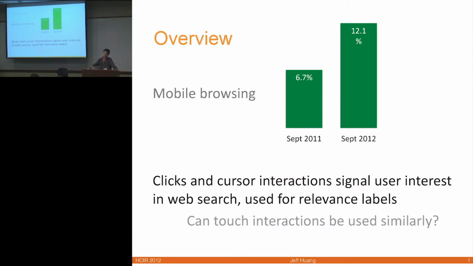Additionally, in some work I've done before on mouse cursor interactions, where you can track where people are moving their mouse on the page, the website can get a good idea, based on how they're moving their mouse, of where people are looking on that page. These are useful signals that are sometimes not available on touch devices. So the question is, can touch interactions be used in a similar way?